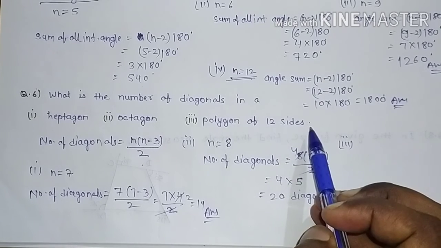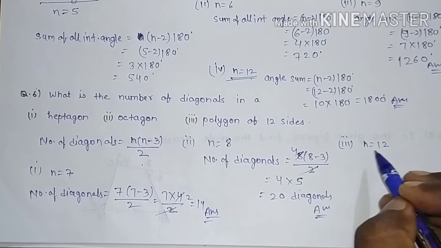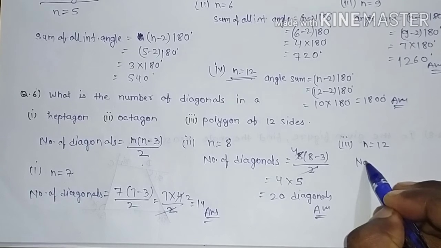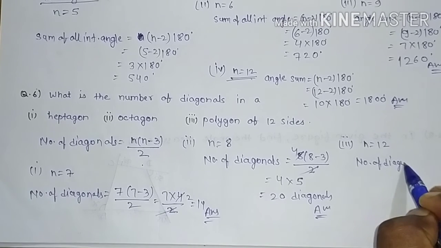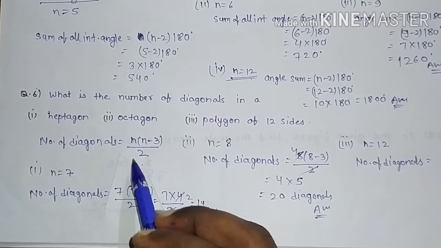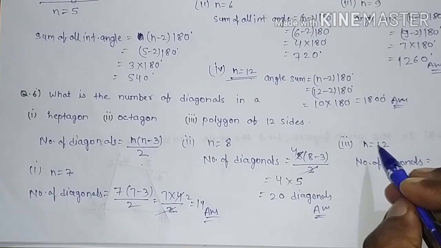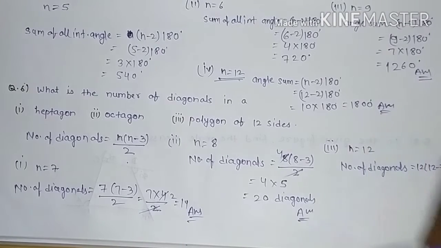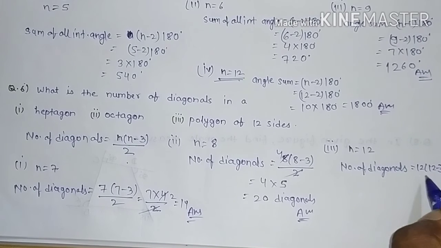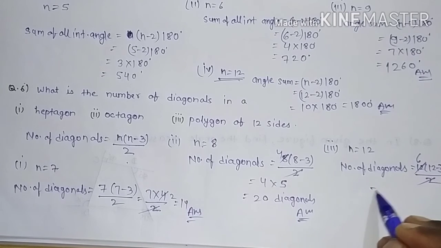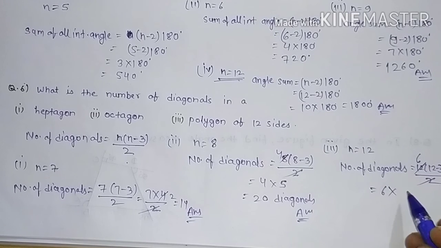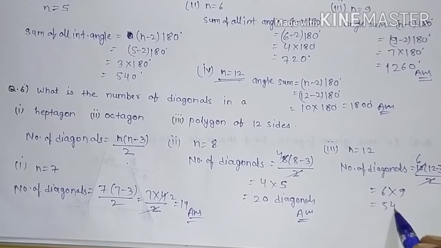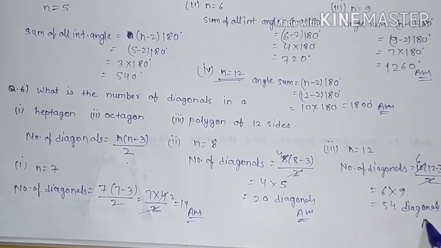Polygon of 12 sides. So here n equals 12, the number of sides is 12. The formula for the number of diagonals is n(n minus 3) divided by 2. So put the value of n here: 12 into 12 minus 3, divided by 2. Now 2 sixes are 12, it will be cancelled out. So 6 into 9, that is 54. So the number of diagonals is 54. This is the answer.